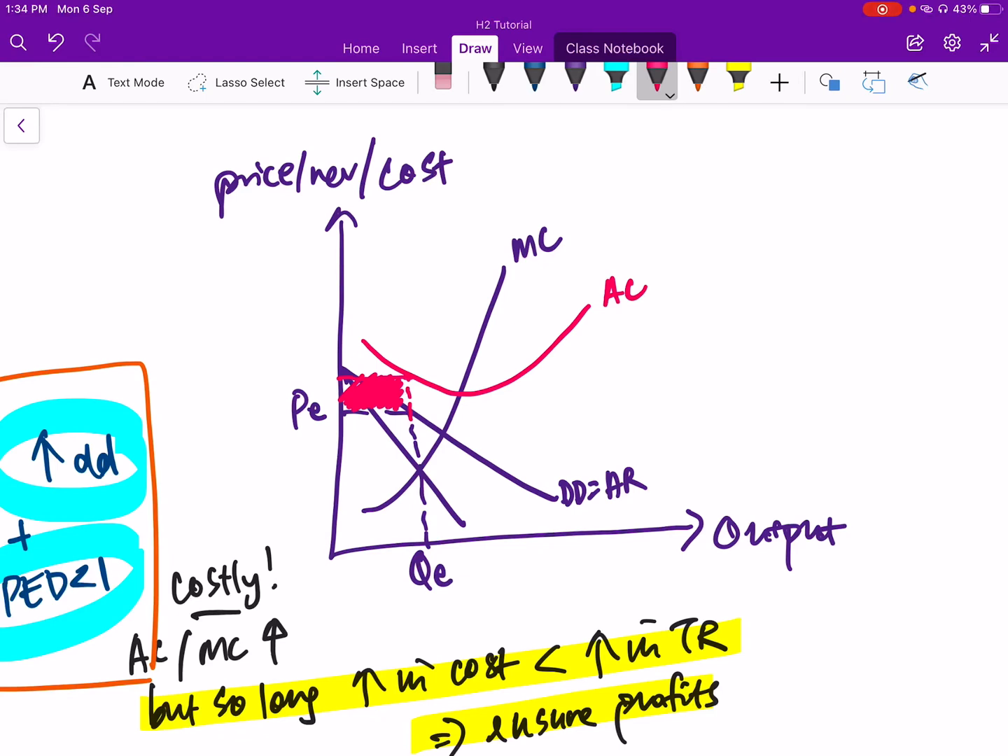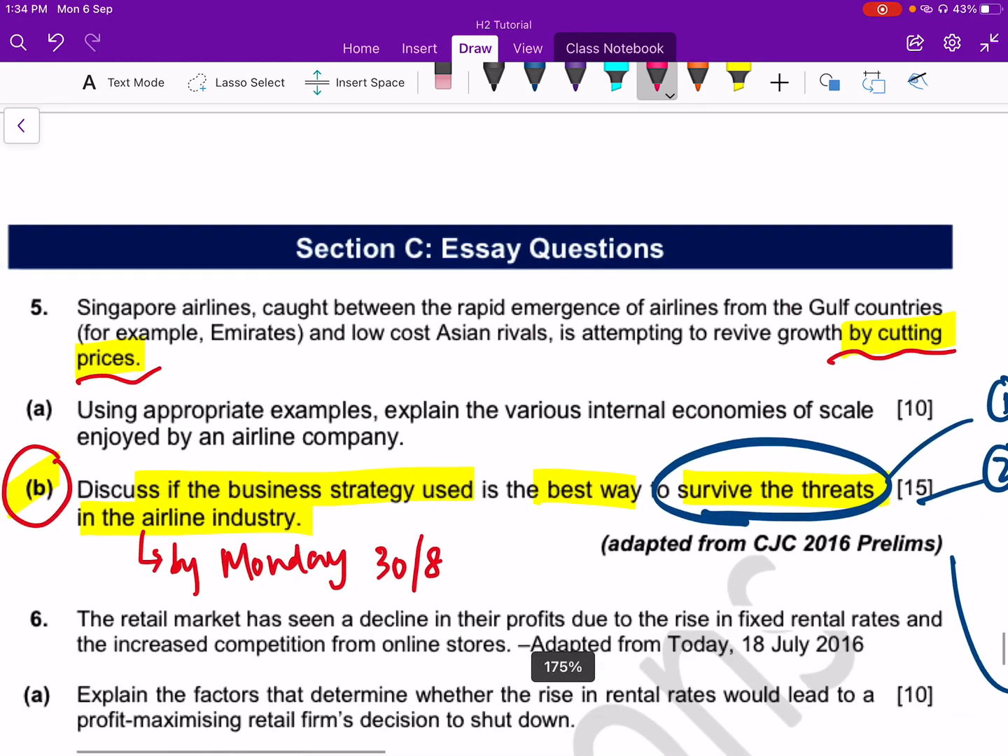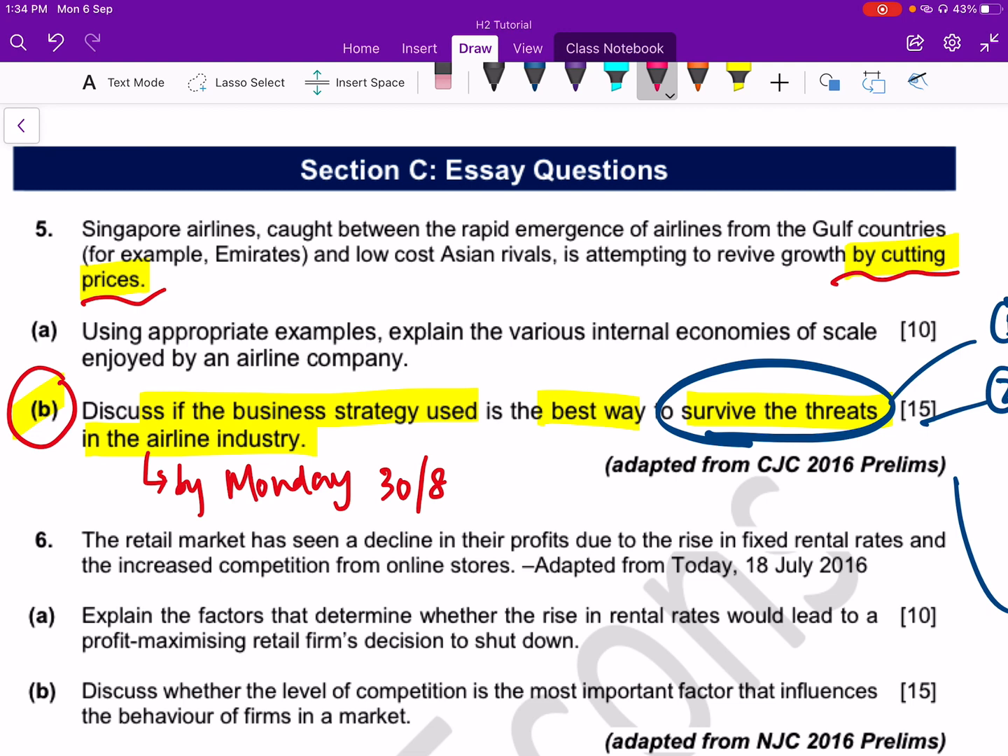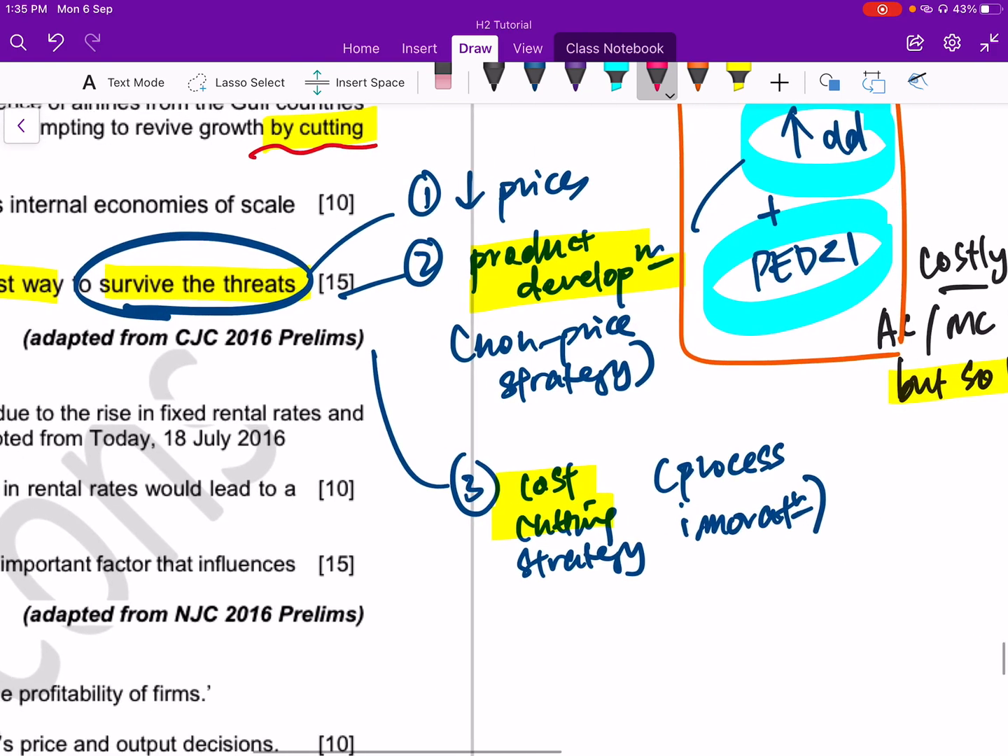Okay, so I thought that I should record a video to show you some diagrams that we can draw to support this essay question that we have done before the holidays. So this question is about whether the business strategy is the best way to survive the threat, and we look at three strategies. Number one, cutting of prices. Number two, product development, which is a non-price strategy. And number three, a cost-cutting strategy, which is what some of us mentioned about process innovation.